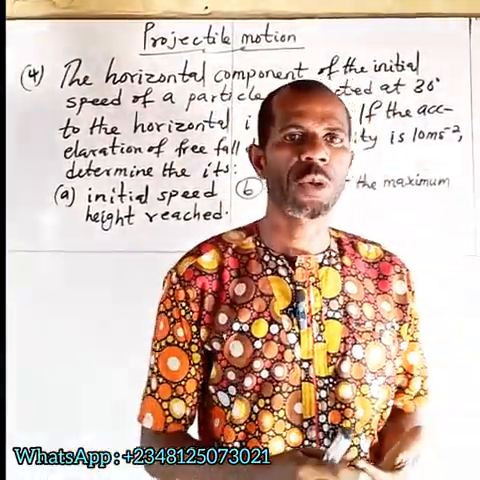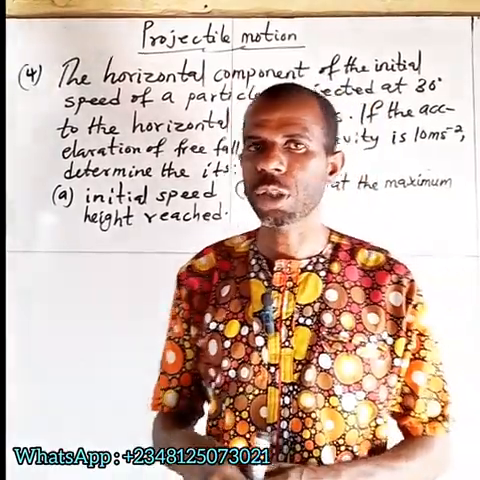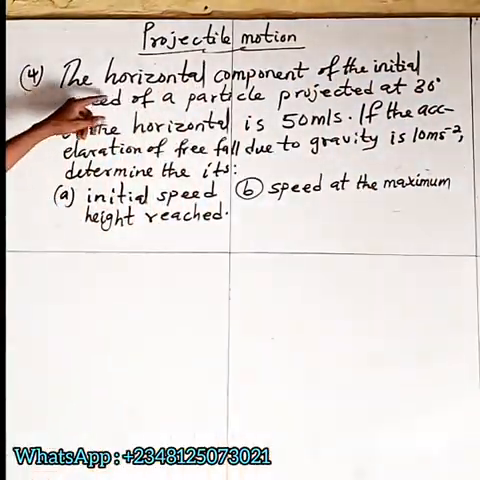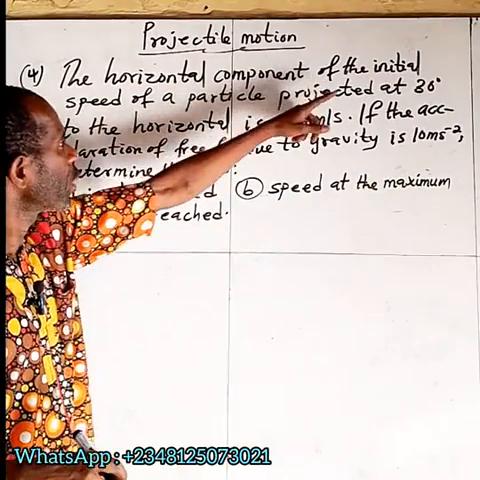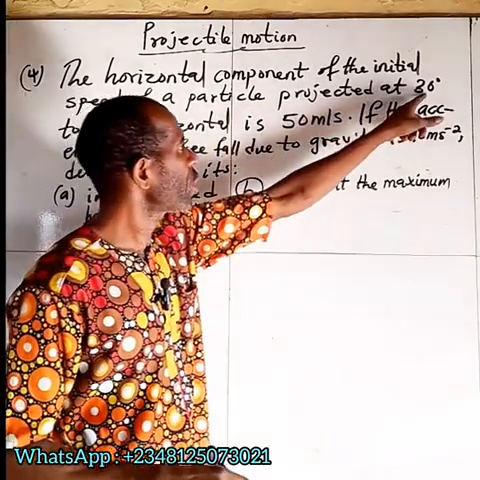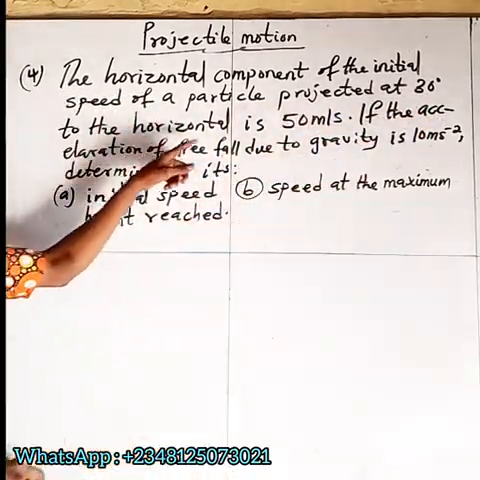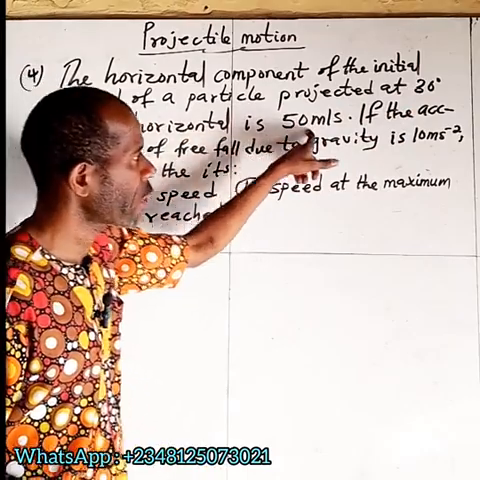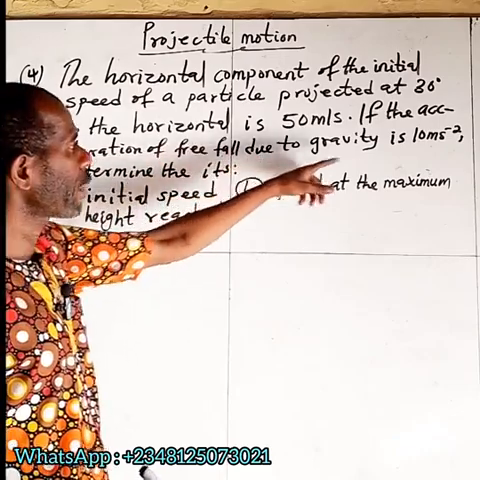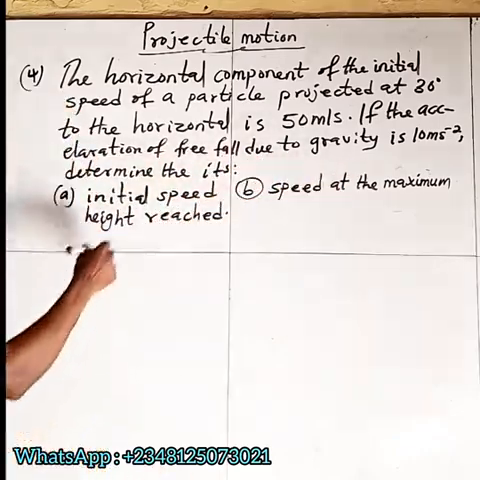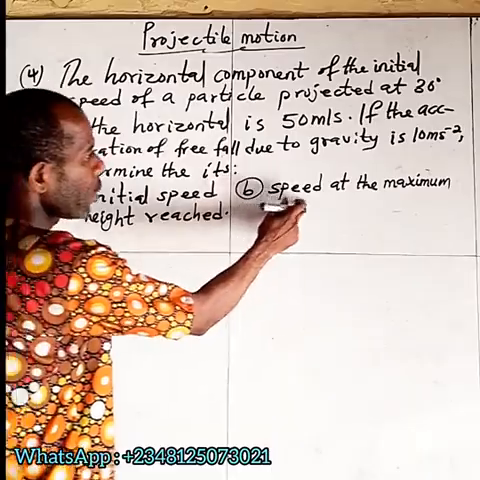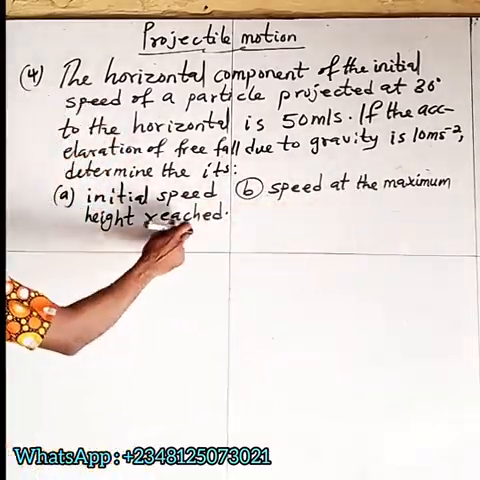In today's class, we are going to solve question number 4 on this projectile motion. So we have the question here. It says the horizontal component of the initial speed of a particle projected at 30 degrees to the horizontal is 50 meters per second. If the acceleration of free fall due to gravity is 10 meters per second square, determine its (a) initial speed, (b) speed at the maximum height reached.